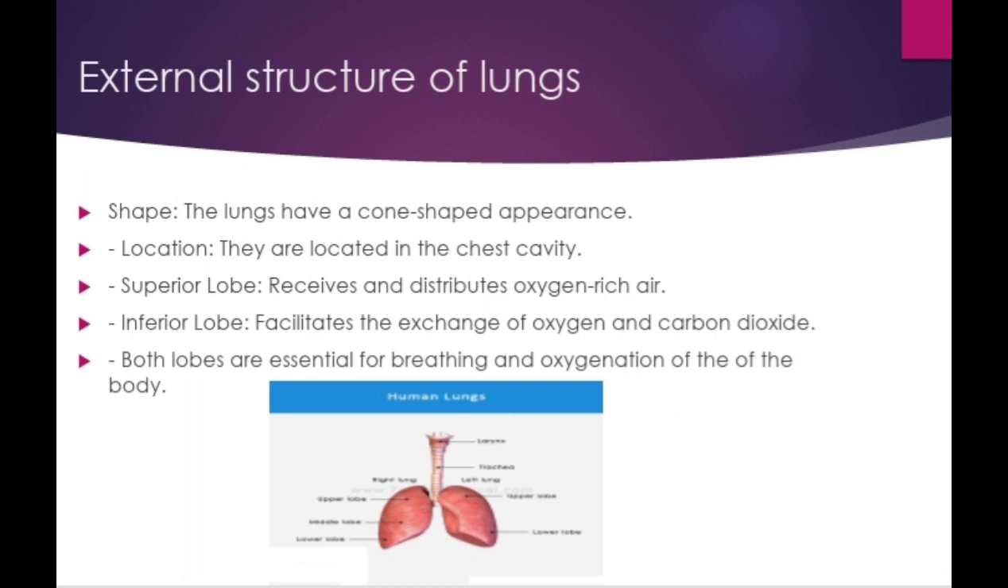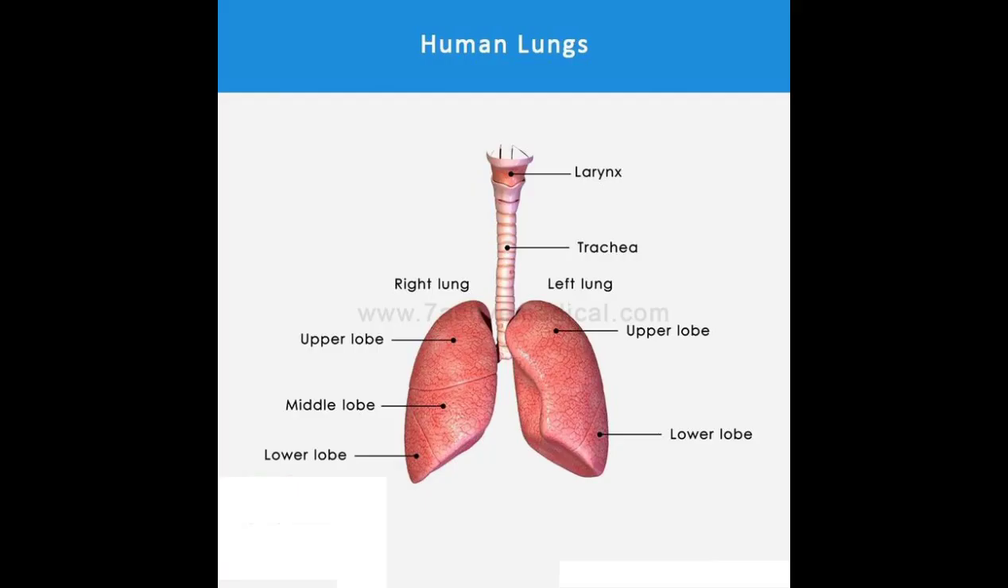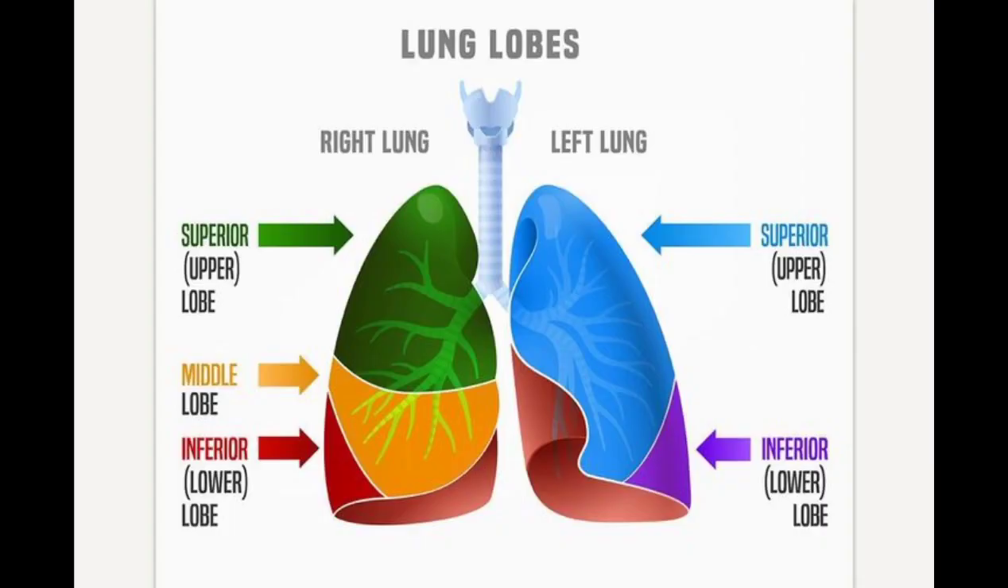Last, external structure of lungs. The external structure of the lungs refers to their appearance and organization. Appearance. The lungs have a spongy, cone-shaped appearance. They are pinkish in color and have a soft texture. Lobes. The lungs are divided into lobes. The right lung has 3 lobes, upper, middle, and lower, while the left lung has 2 lobes, upper and lower.